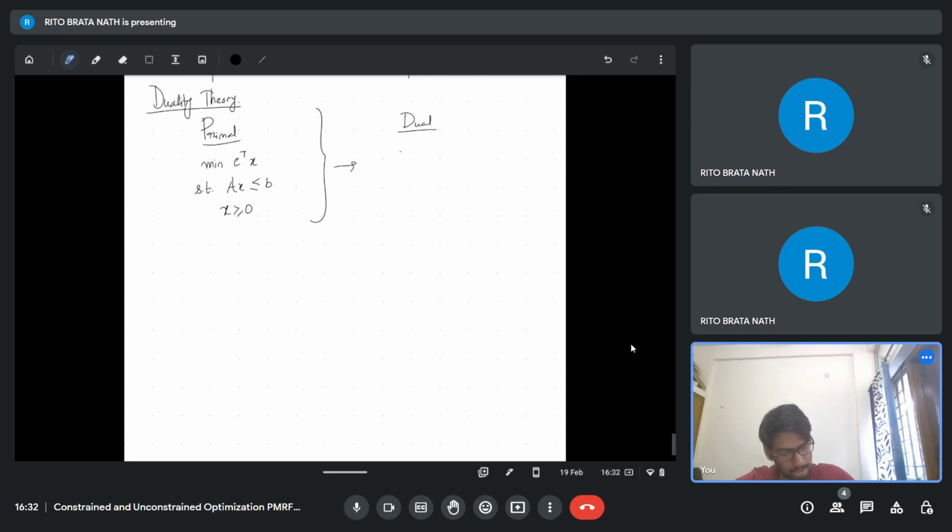will be, let's keep this as max because the constraints are of less than or equal to type. The min of B transpose Y subject to A transpose Y, oh sorry, this would be greater than or equal to C transpose, and Y greater than or equal to 0. So let's give an example.